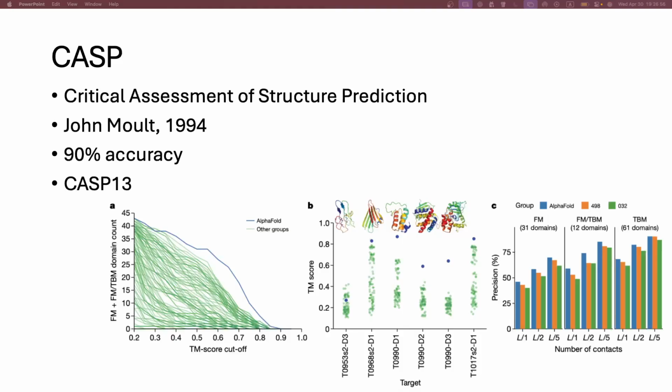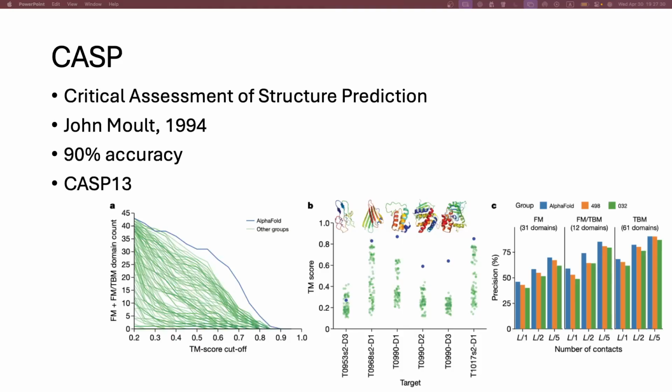No, well, they said accuracy. The x-axis is 90% accuracy. TM is the accuracy, right? Yeah. And what's the y-axis? Oh yeah. The FM over TBM is basically like the complexity of the protein essentially. I think, because that's like the domain count.